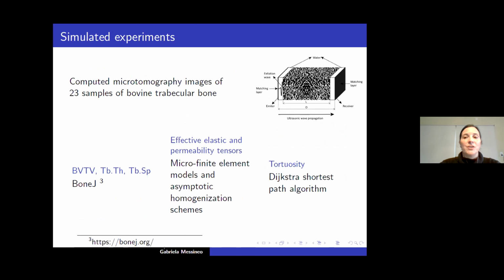From these tomography images, the identification of the various characteristics of each sample was achieved. To measure bone volume to total volume fraction, trabecular thickness, and trabecular space, the samples were processed with BoneJ, which is a specialized free software to analyze bone images. The effective elastic and permeability tensors in the principal anisotropy directions were computed using micro finite element models in combination with asymptotic homogenization. And the tortuosity was obtained by implementing in MATLAB the Dijkstra shortest path algorithm.